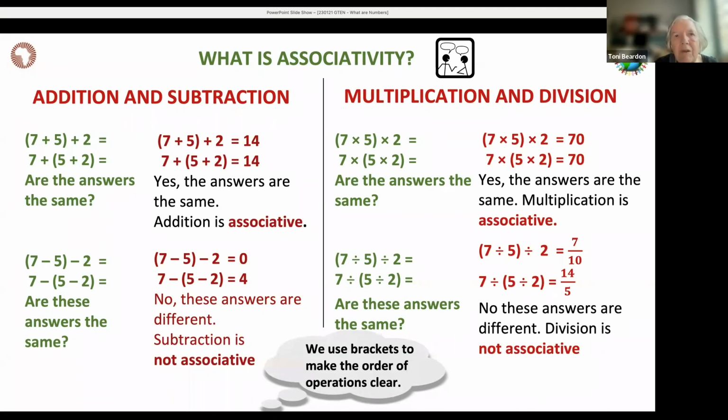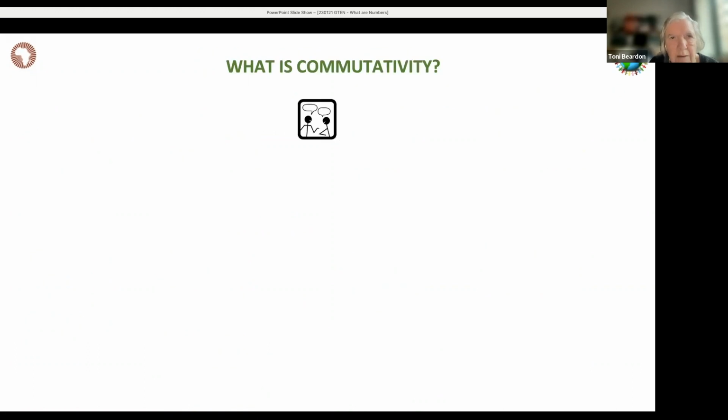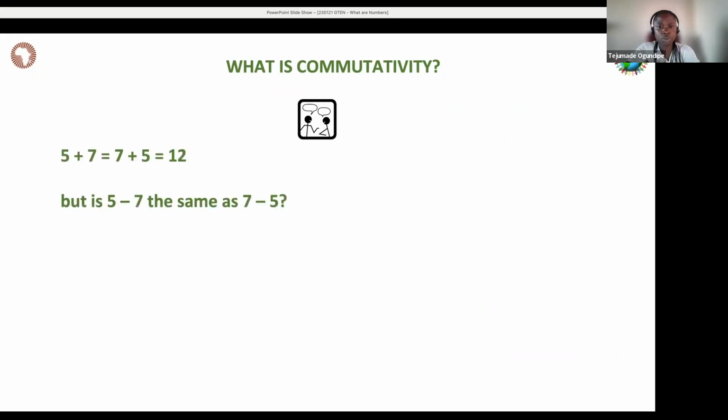So now we've met the word associativity. It's a common experience that children happen to have, but now we want to see what this word means. Now we've got commutativity. So we have already seen associativity. Now we want to look at commutativity.